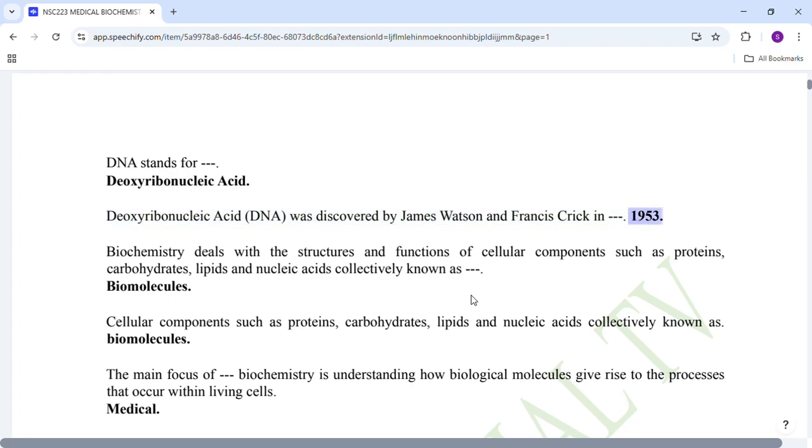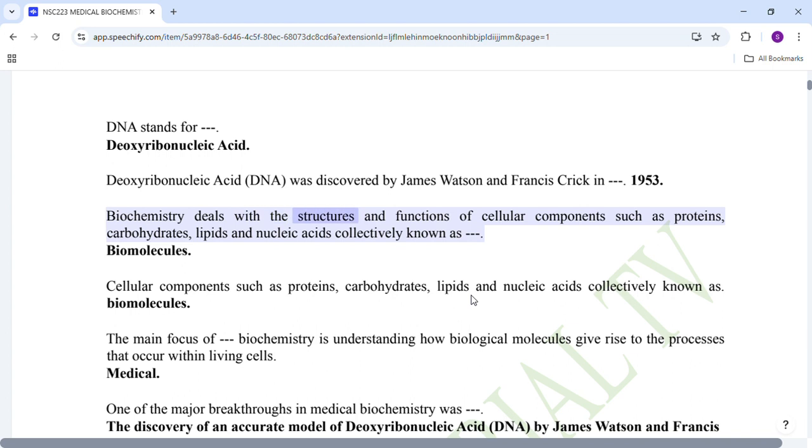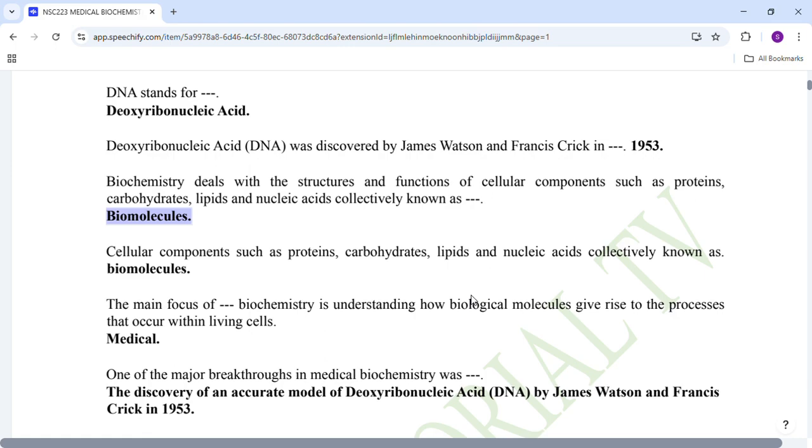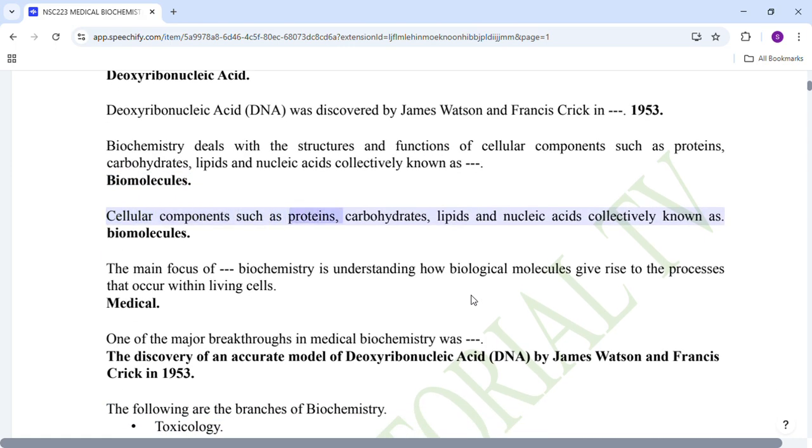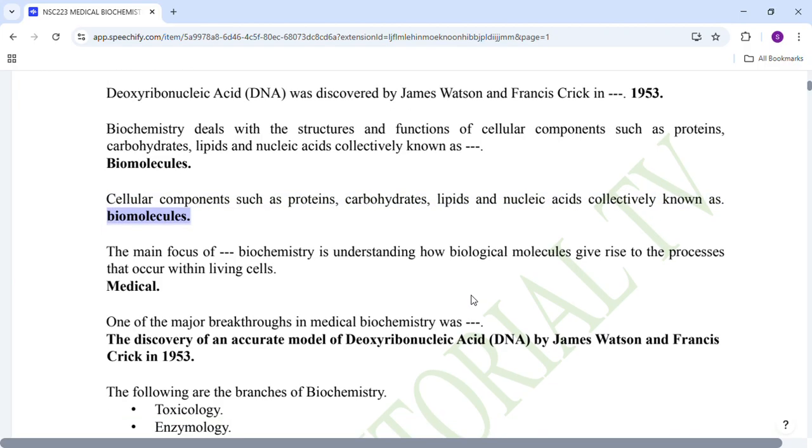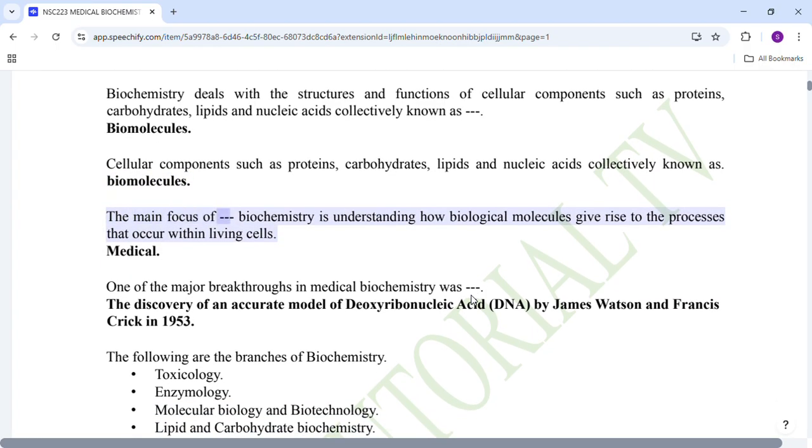Biochemistry deals with the structures and functions of cellular components such as proteins, carbohydrates, lipids and nucleic acids, collectively known as biomolecules. The main focus of biochemistry is understanding how biological molecules give rise to the processes that occur within living cells.